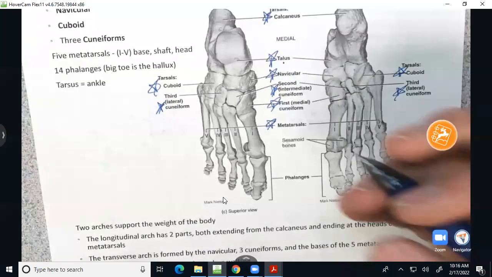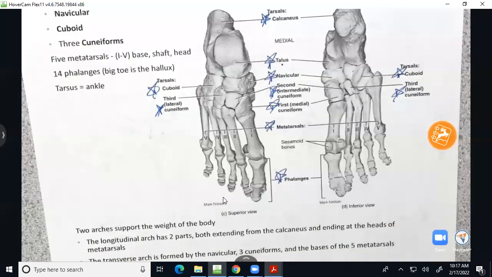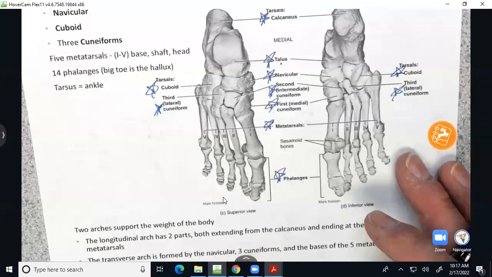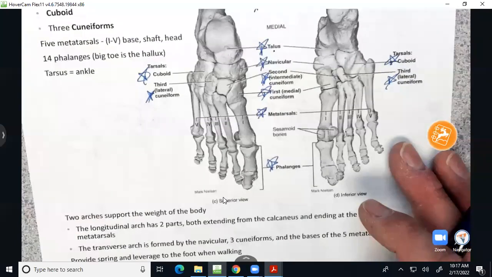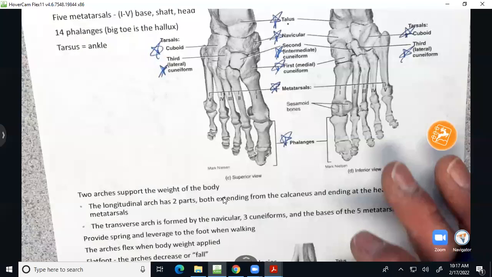And then the phalanges. Now I could do the same thing I did with the hand and fingers, where you can go base, body, head, proximal, middle, distal, but it's the same thing. And so I'm not going to even worry about that. In that inferior view, we can see a couple of sesamoid bones, like those that we mentioned. Remember, those are going to develop in certain tendons, and in this case, on the bottom of the foot.